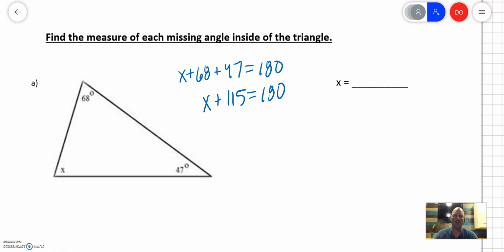So 68 and 47 put together is 115. Take 115 away from both sides, so 180 minus the 100 would be 80, minus the 10 would be 70, minus the 5 would be 65. So that angle measure is 65 degrees. And you could check that, plug it back in, take 65, take 68, and take 47, add them together. So 65 plus 68 plus 47. Look at that, we get 180.